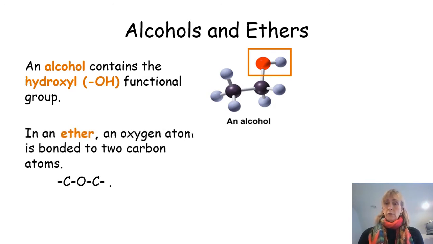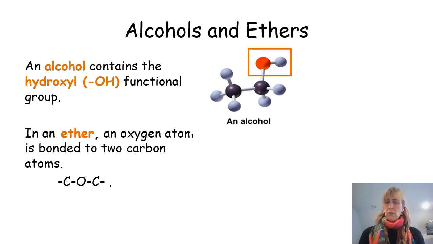An ether. In an ether, an oxygen atom is bonded to two carbon atoms. So we get a C bonded to an oxygen bonded to a carbon. In other words, the oxygen is sandwiched between two carbon atoms.